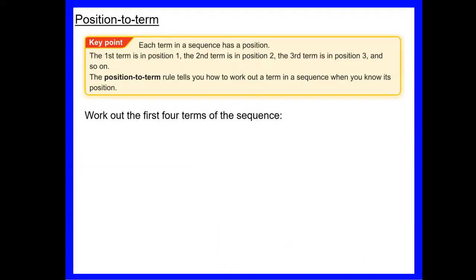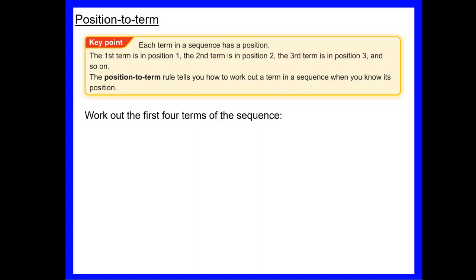Okay, so today we're going to have a look at position to term rule then. So each term in a sequence has a position. So the first term is in position 1, the second term in position 2, etc. And the position to term rule tells us how to work out a term in a sequence when you know its position. Okay, so it's really useful if we don't just want the first few numbers in a sequence, but we want a number that's further along in the sequence without writing out a whole sequence.